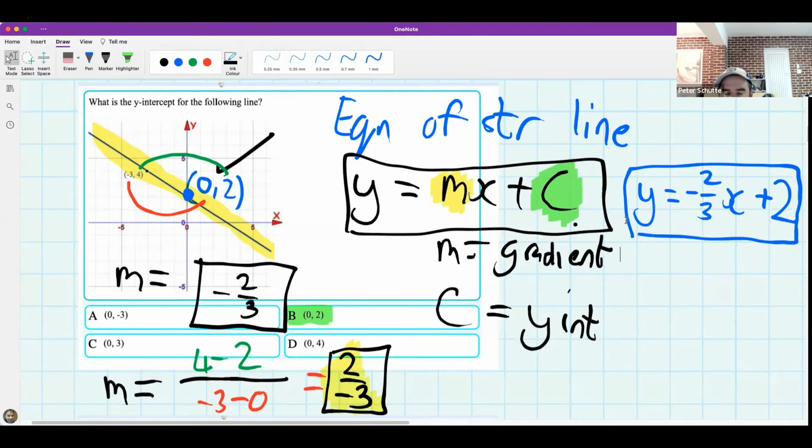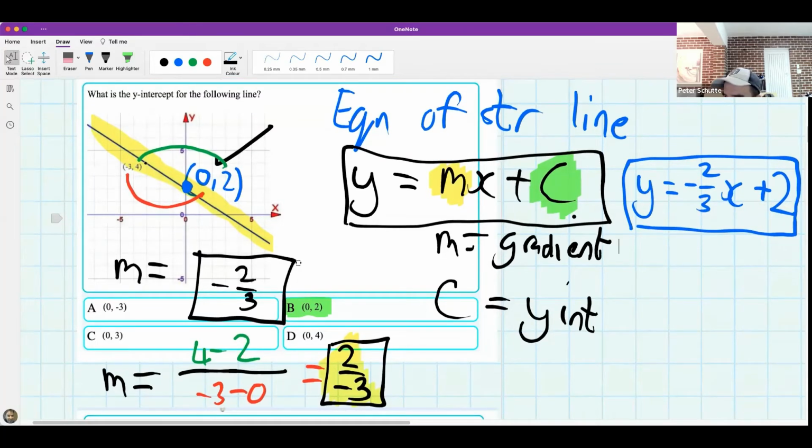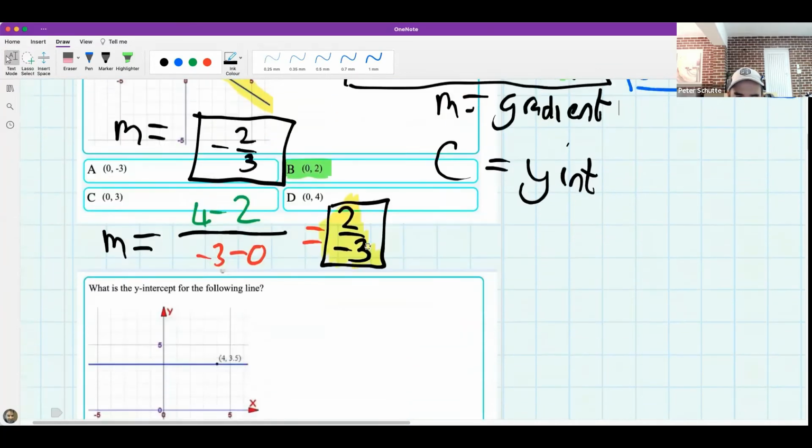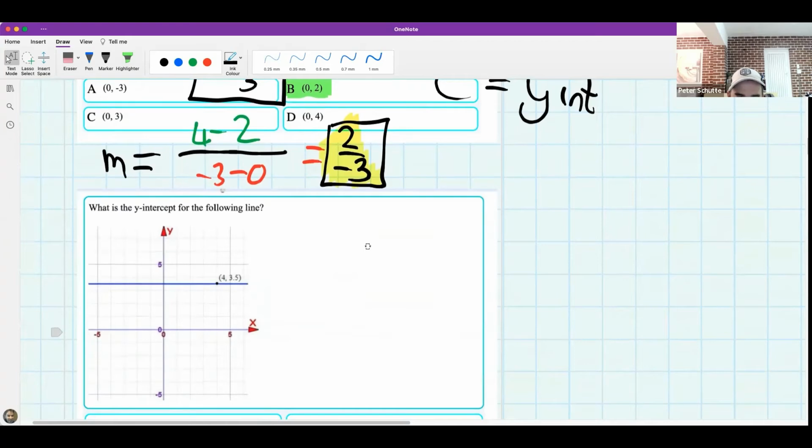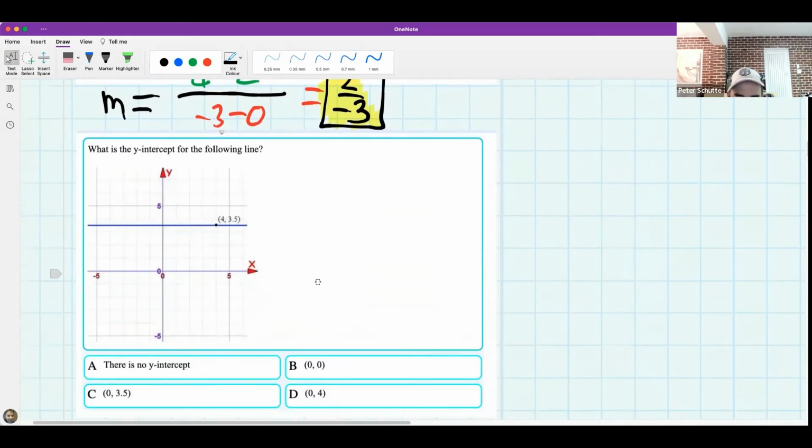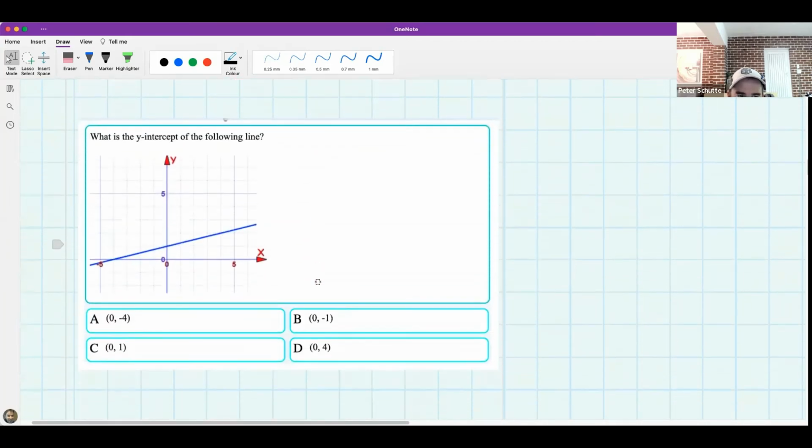Okay, so that is the equation of the straight line. And another thing you have to be able to do very quickly in this section is find the equation of a straight line. So we're going to practice that a couple more times now. Okay, let's leave that one. We'll come back to that one in a moment.